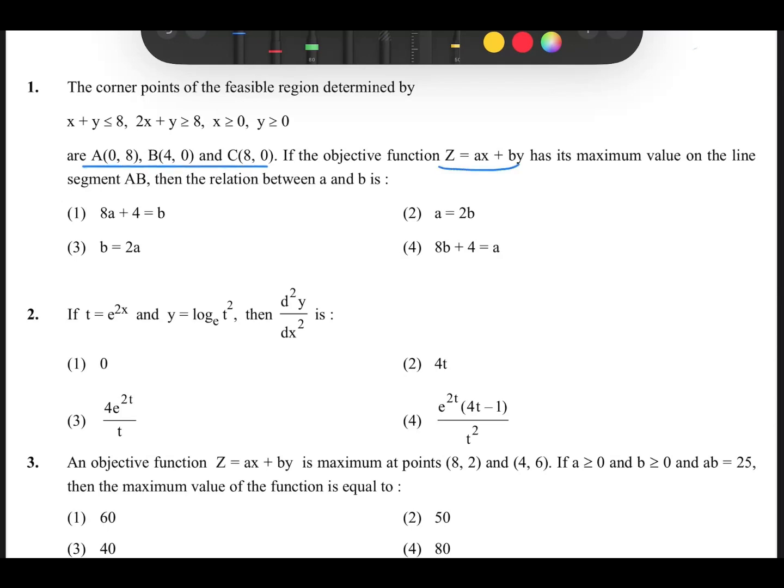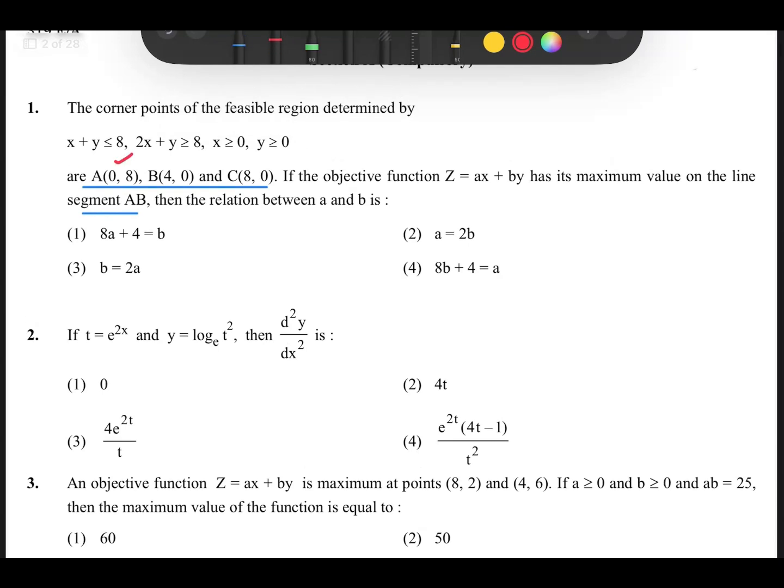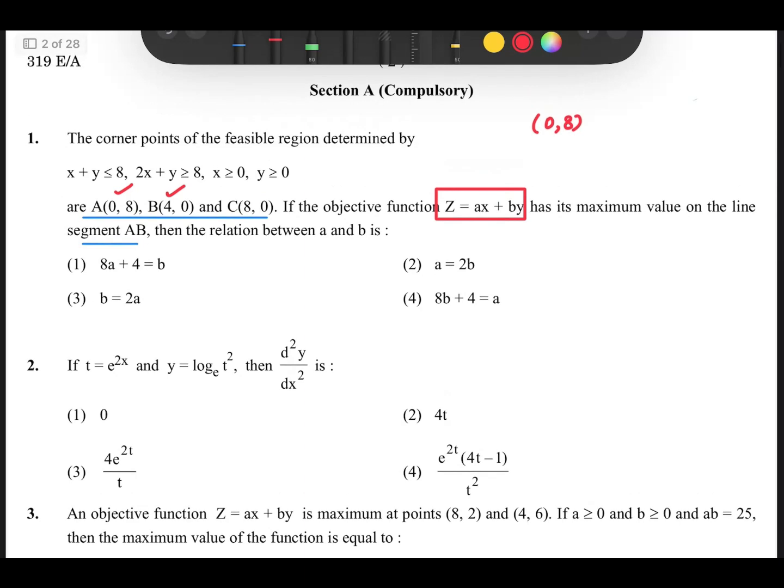The objective function z equals ax plus by has a maximum value on the line segment AB. So you have the maximum on A and B both. Here is your point A, here is your point B. You can plug them into the z function. When you plug in 0, 8 in the function z equals ax plus by, what you'll get is a times 0 plus b times 8, so you get 8b.